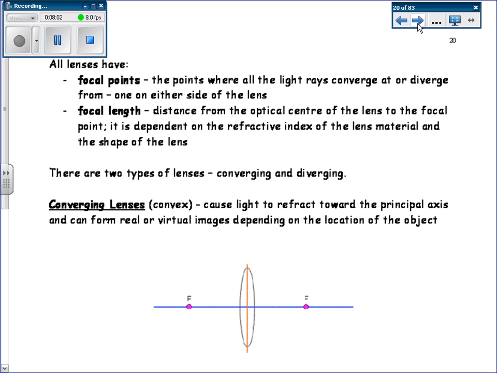Okay. All lenses have focal points. And a focal point is the point where all the light rays converge at or diverge from. And when we're talking about lenses, there's a focal point on either side of the lens. Focal length is just the distance from the optical center of the lens, which would be like a line drawn right through the center of the lens, to the focal point. So this would be the focal length here, and this would be the focal length here.